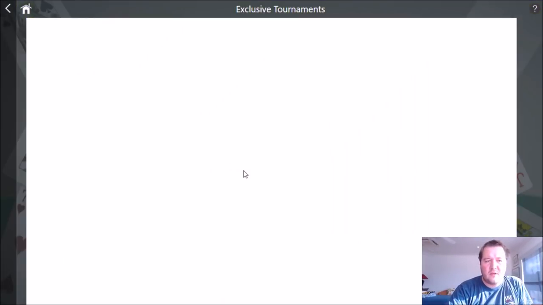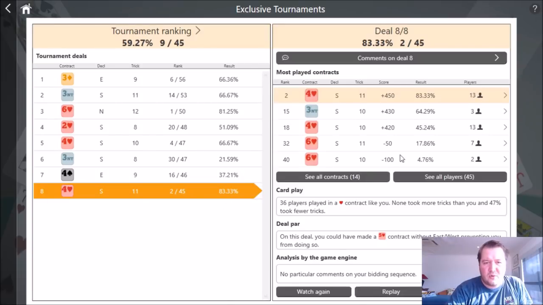So this was the FunBridge tournament. 83% 4 hearts making 11. Some people in 6 hearts going down. Some in 3 no-trumps. I guess the real thing here was trying to work out how to set up a forcing auction.